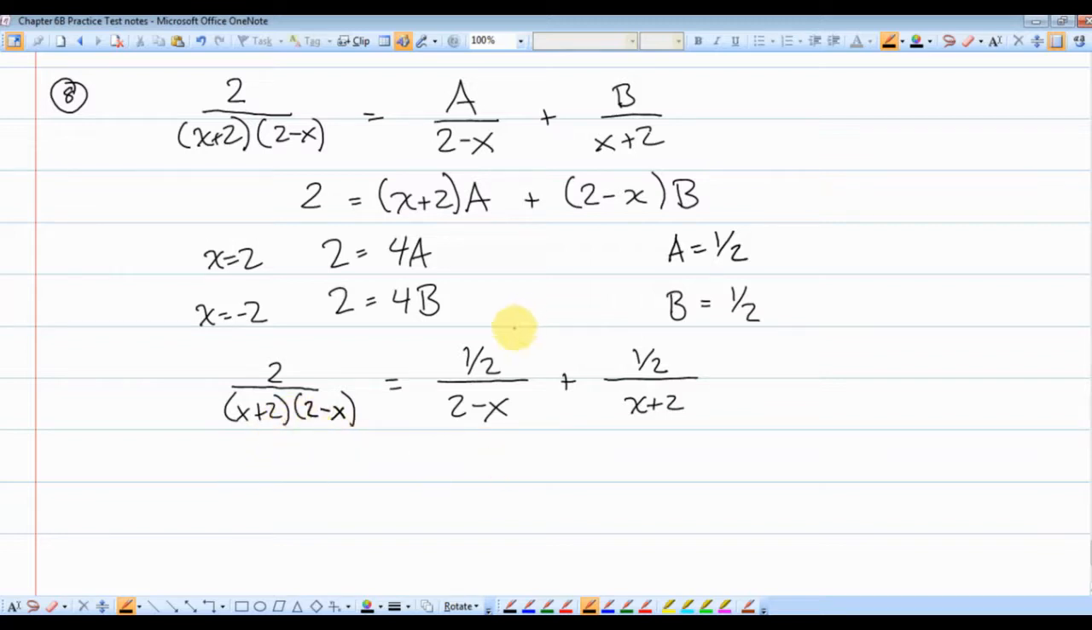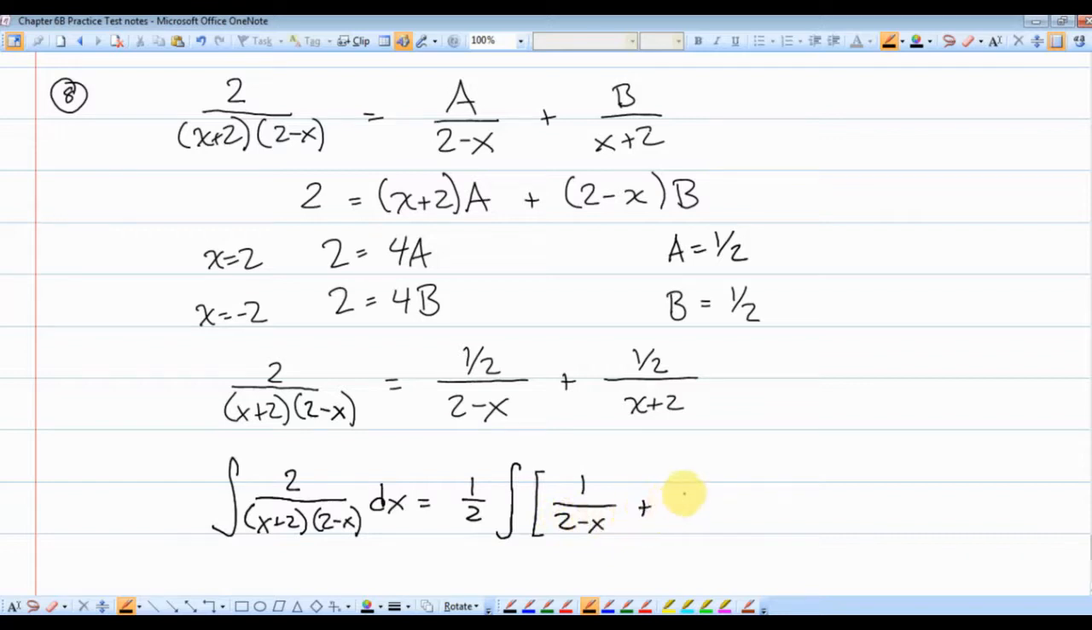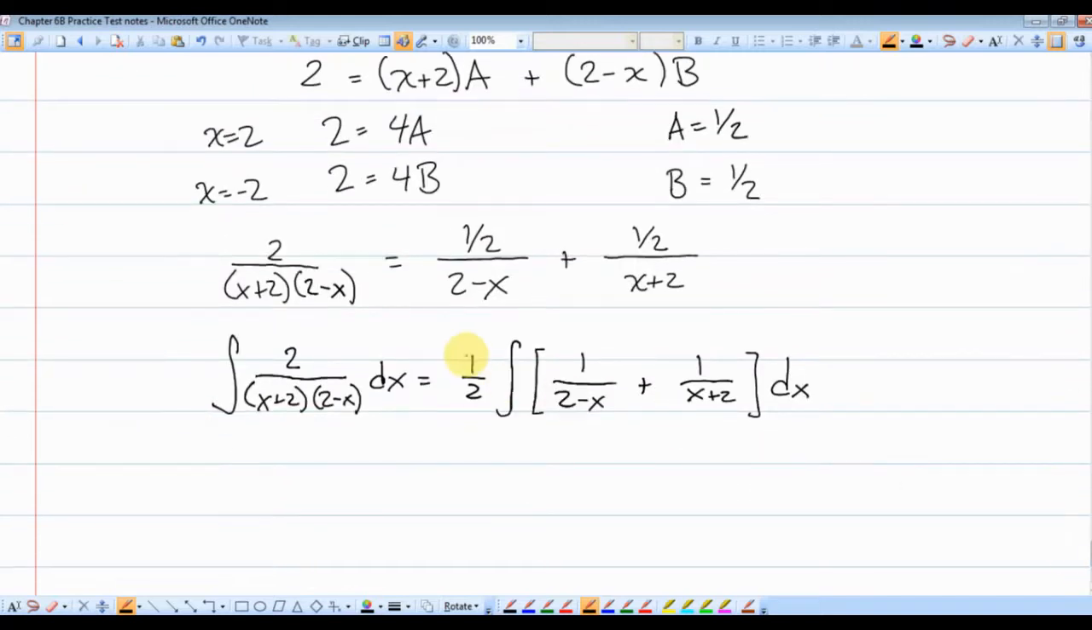Okay, what are we doing next? Oh, we're integrating, right? We're not there yet. I'm going to factor out the 1 half. Now I hope that's okay. Okay, now we just have to work on the right side.